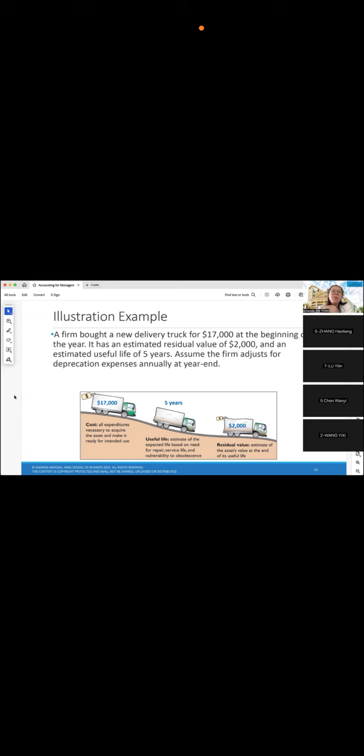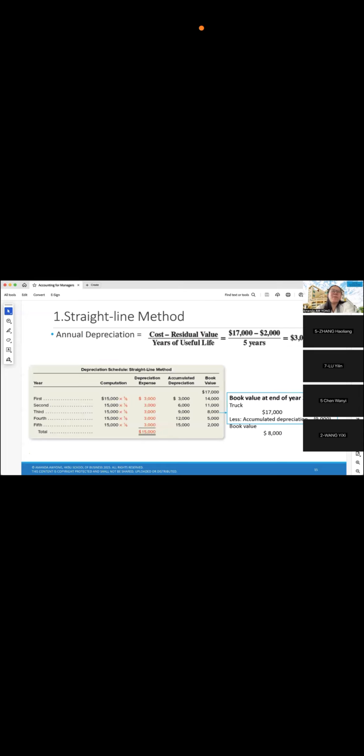So now we're going to assume that the firm adjusts for depreciation expenses annually as at the year end. And under different depreciation methods, how can we actually calculate the annual depreciation expenses? Okay. The first method that we introduced in class would be the straight line method.